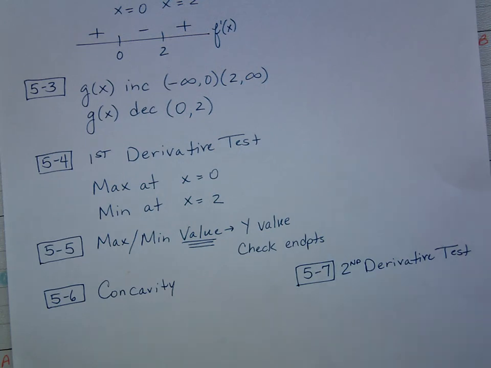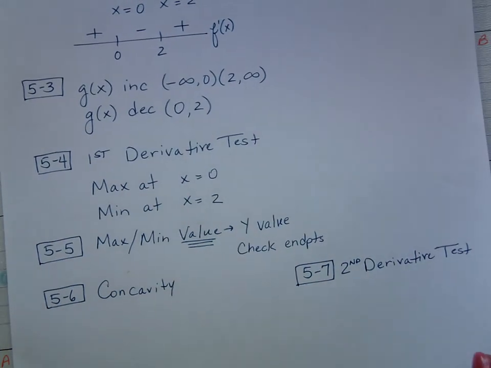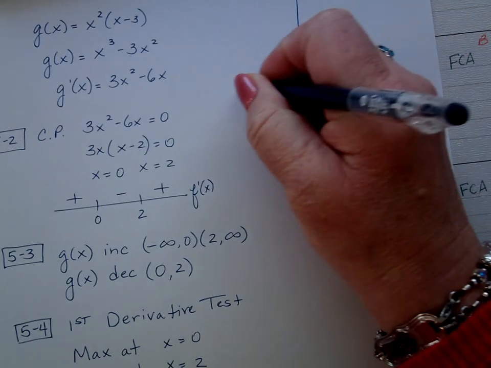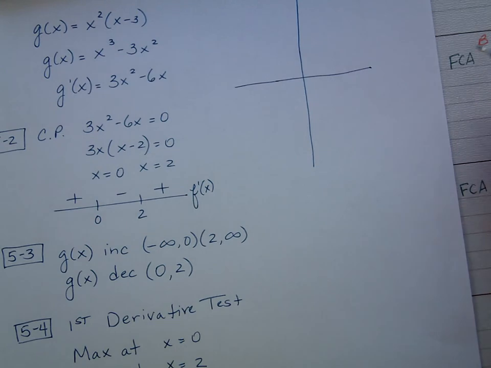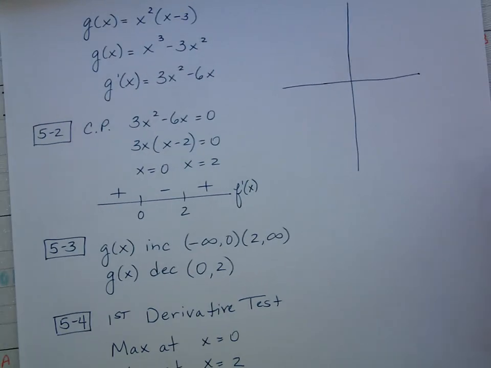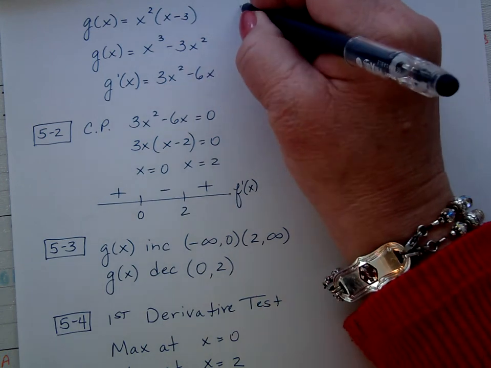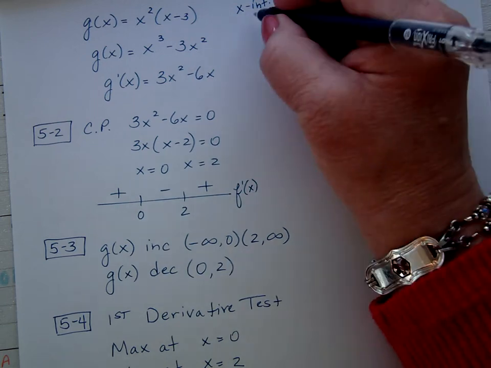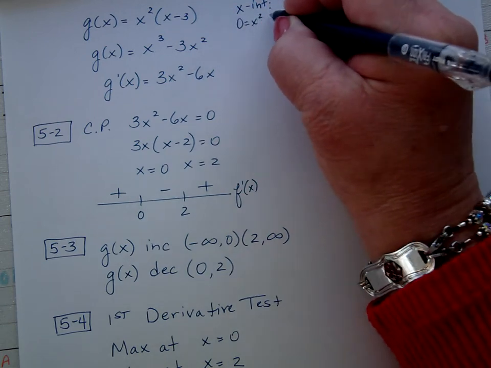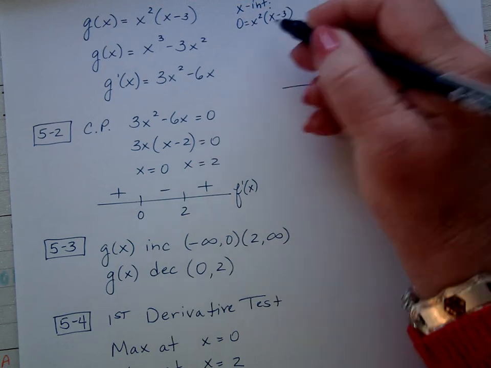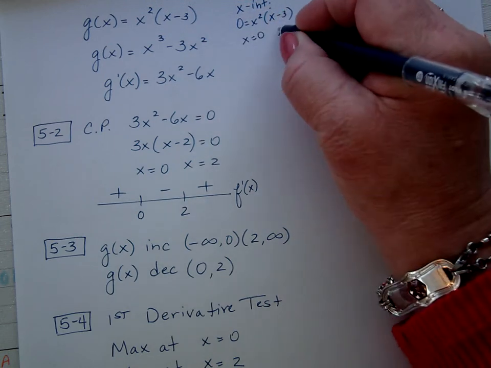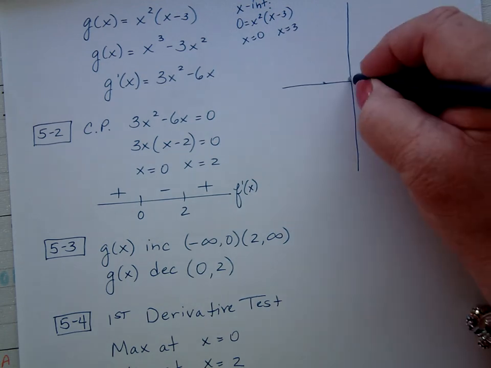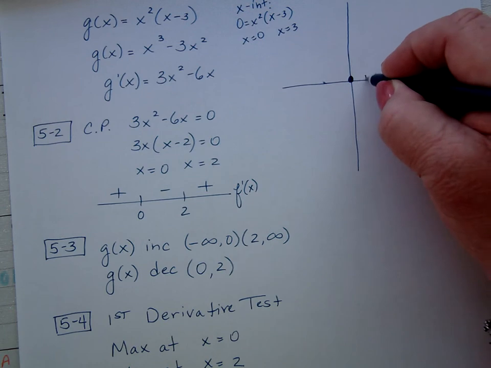Then you get into this thing called concavity. Now before I go there, let me take what we've done so far and let's see if we can draw a graph of this thing. Get a general idea of what the original function was. First thing is, right from the original, the x-intercepts, where it crosses the x-axis. Where does y equal 0? 0 equals x squared times x minus 3. I can see that x equals 0 and x equals 3 would be those places. So 0, 1, 2, 3.